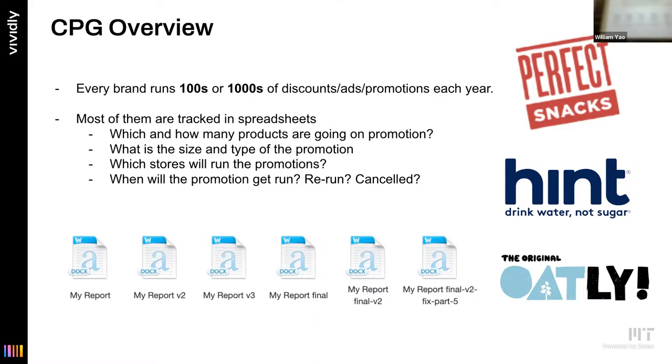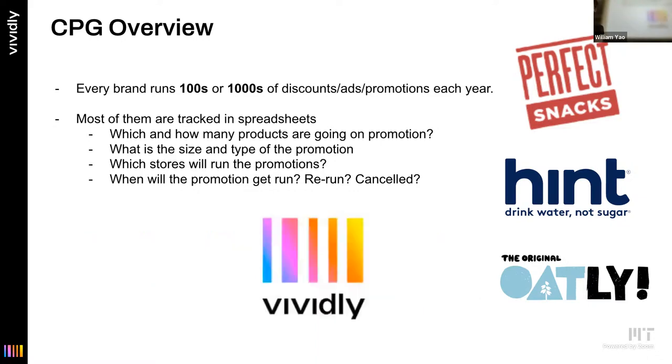And finally, as a final example, when will the promotion get run? What time of year? How often will it be? Weekly, monthly, seasonal? And when will it get canceled? So we can replace these spreadsheets and views with Vividly. And hopefully, in the next couple of slides, we can talk about how we use our technology to solve the problem for our clients.